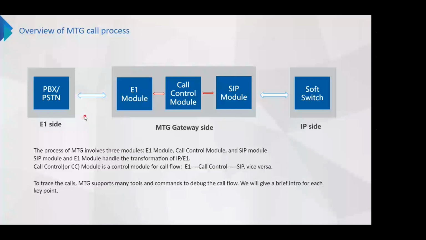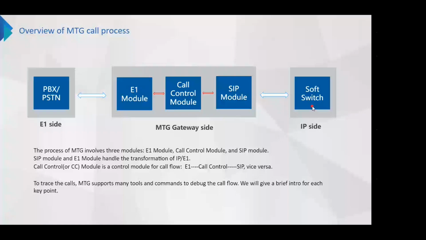Basically, in our MTG, we built the E1 module. We also have another module called the control module, or CC module. And we also have the SIP module. Our SIP module will connect to the source switch, or a SIP server, or IPBX, or maybe the IMS server. So don't be confused there.